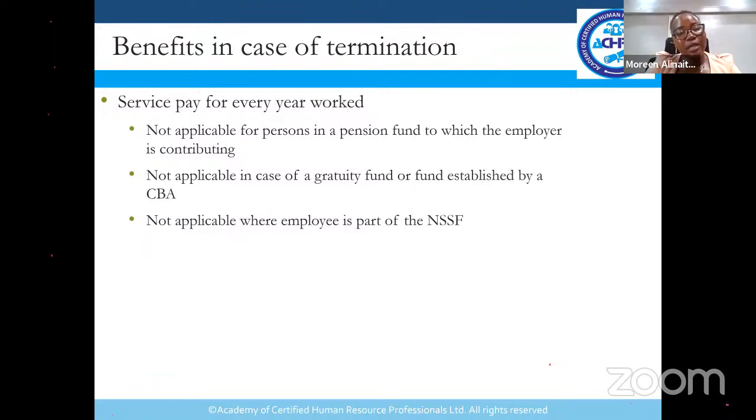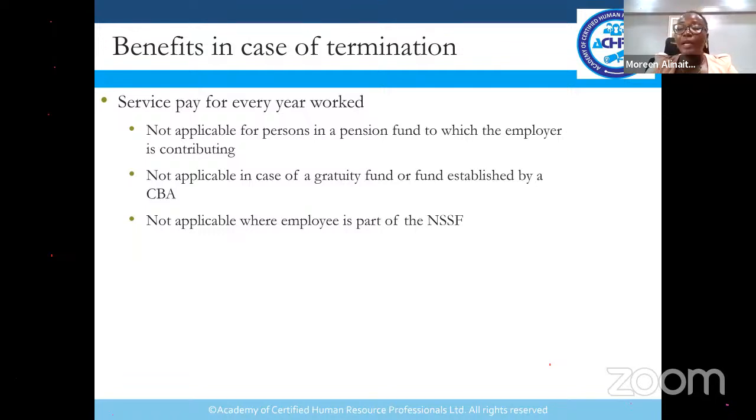Service pay is not applicable for persons in a pension fund to which the employer is contributing. It's not applicable in case of a gratuity fund or a fund established by a CBA. It's also not applicable where the employee is part of NSSF.